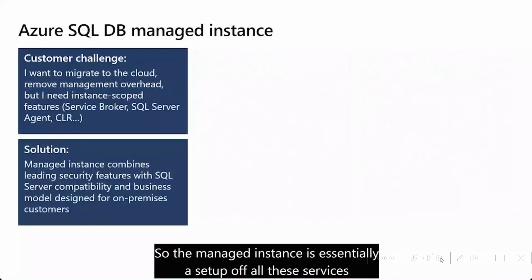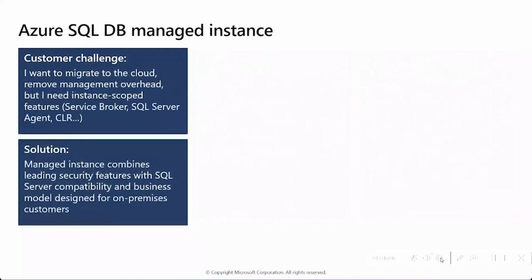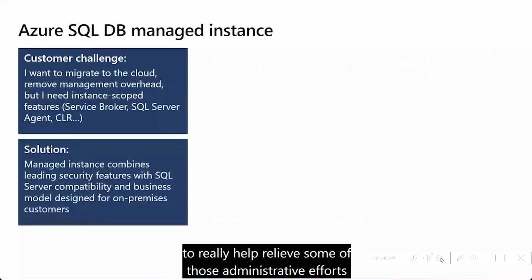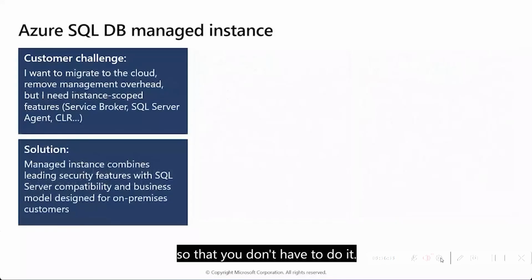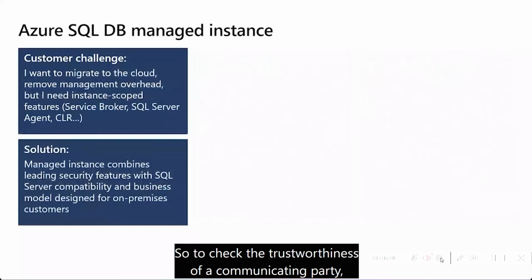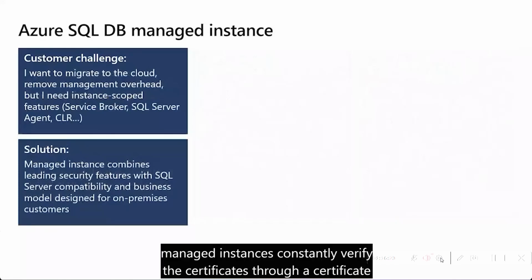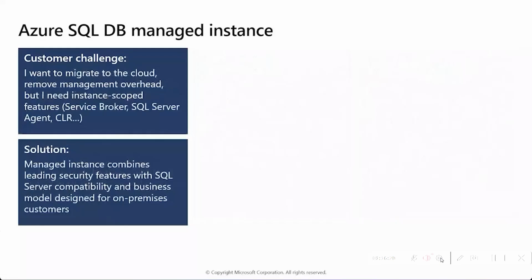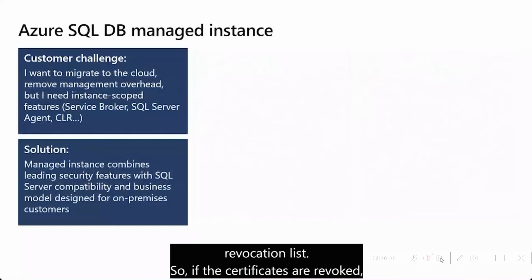So the managed instance is essentially a setup of all these services that has already been done for you to really help relieve some of those administrative efforts so that you don't have to do it. Now, all communications are encrypted and it uses certificates. So to check the trustworthiness of a communicating party, managed instances constantly verify the certificates through a certificate revocation list. So if the certificates are revoked, the managed instance will close the connection to protect the data.